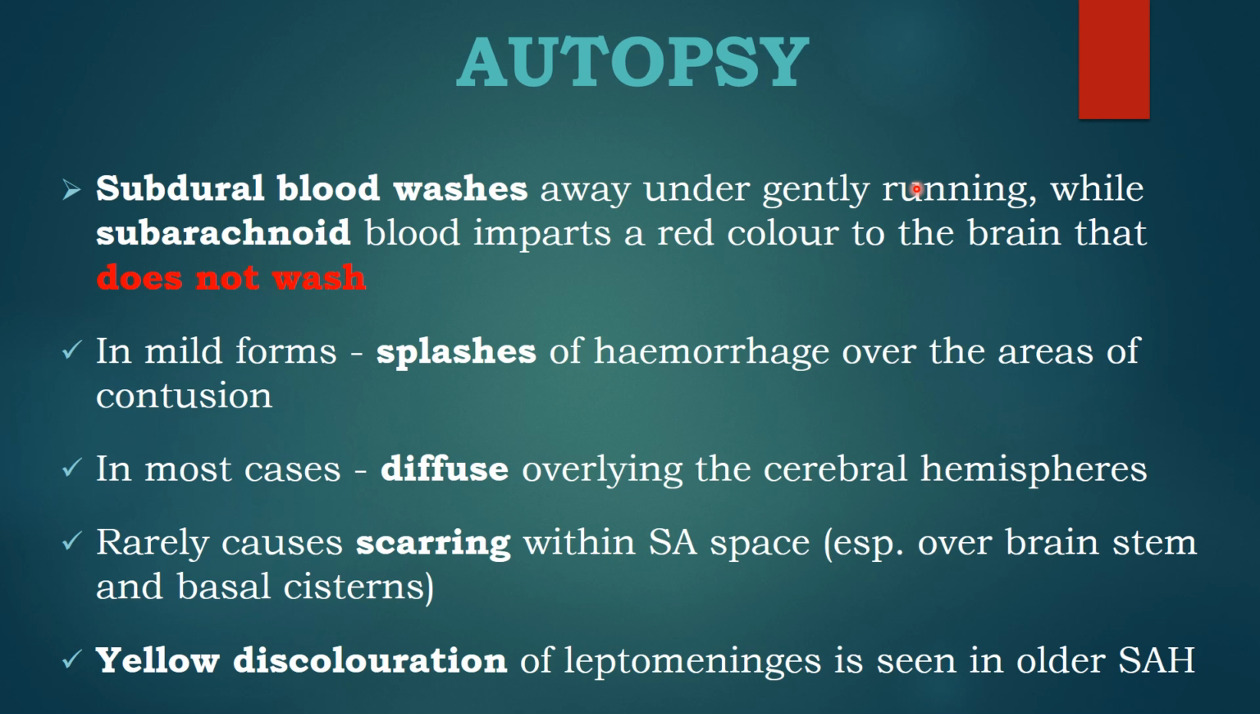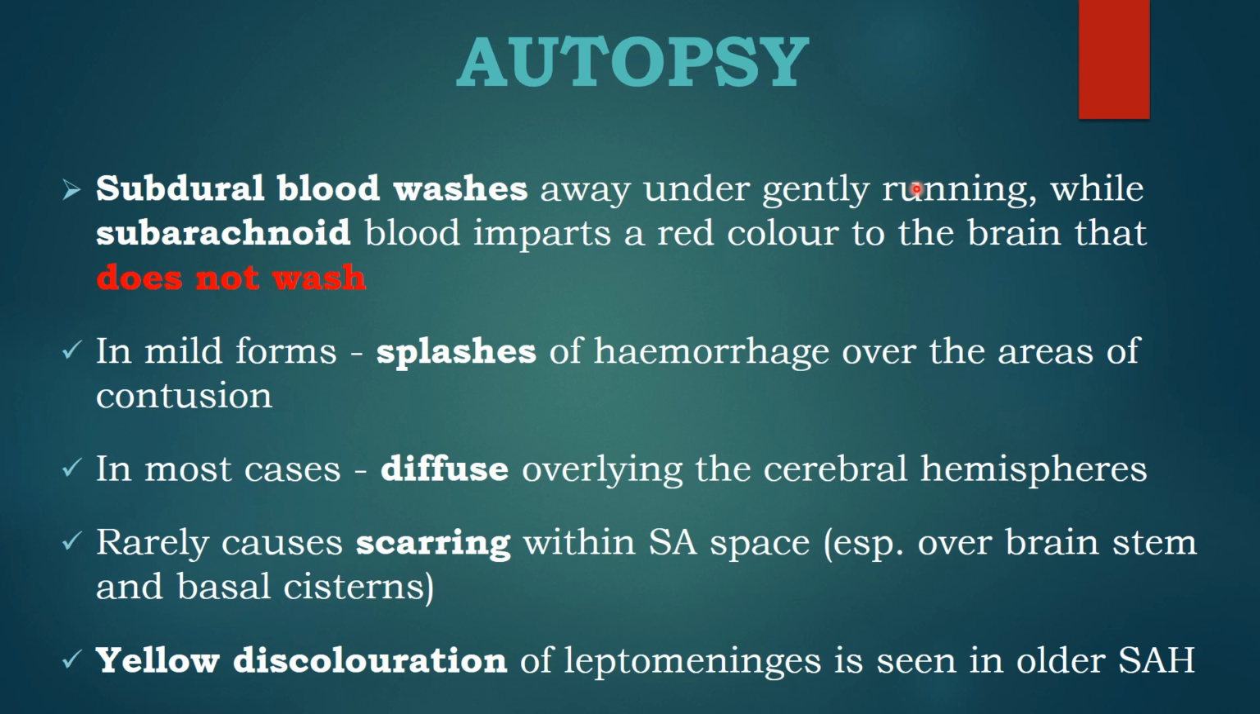Number one, subdural hematoma is above arachnoid matter. Subarachnoid hematoma is beneath arachnoid matter. Arachnoid matter is intact. So with washing by water, the subdural hematoma can be washed off, but subarachnoid hematoma cannot, because it is beneath arachnoid matter. So it is protected by arachnoid matter, so it does not wash off.